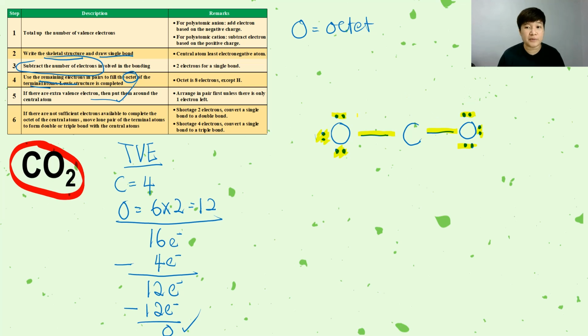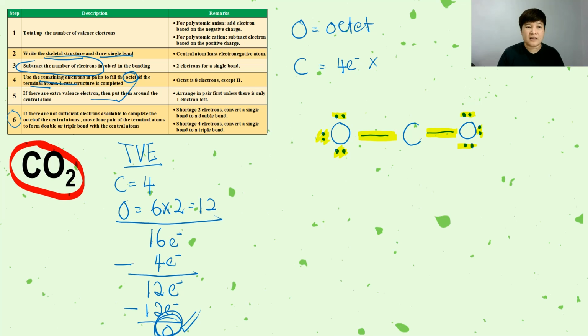But is your carbon octet? You realize that your carbon only holding 2 electrons from the single bond, 2 electrons from the single bond. In other words, your carbon is only holding 4 electrons. Is 4 electron octet? No, it's not octet. But problem arises. I don't have electron anymore. My electron is finished. It's back to 0 over here. So where can I get electron to make it octet?